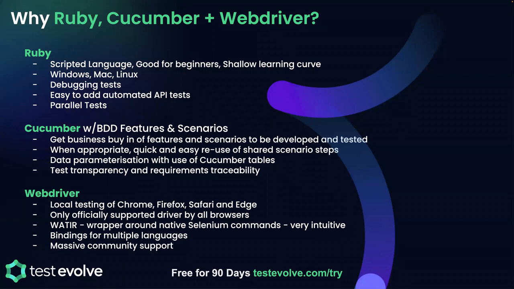Now, we're not going to talk about API testing tonight, but rest assured, you absolutely can automate your API testing with TestEvolve using Ruby as well. So we have certain libraries that we use. We do it in a programmatic fashion. But yeah, whether you've got REST services or SOAP services to test, we can absolutely do that.